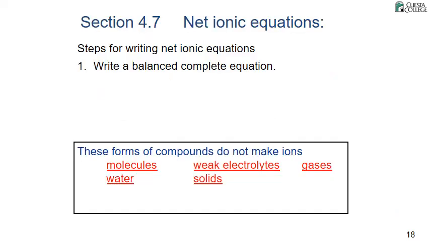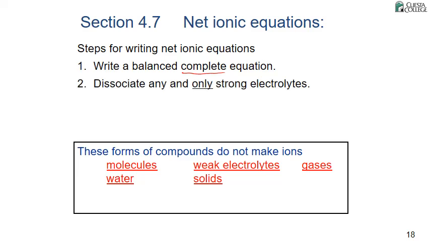The next section of the text talks about something called net ionic equations. Net ionic equations are kind of useful because they show you just what's happening, and they ignore some of the ions that aren't really participating in the reaction much. So here are some steps for writing net ionic equations. First of all, write the balanced chemical equation, just like you would before. We'll call this a complete equation because it's got every substance present in it.